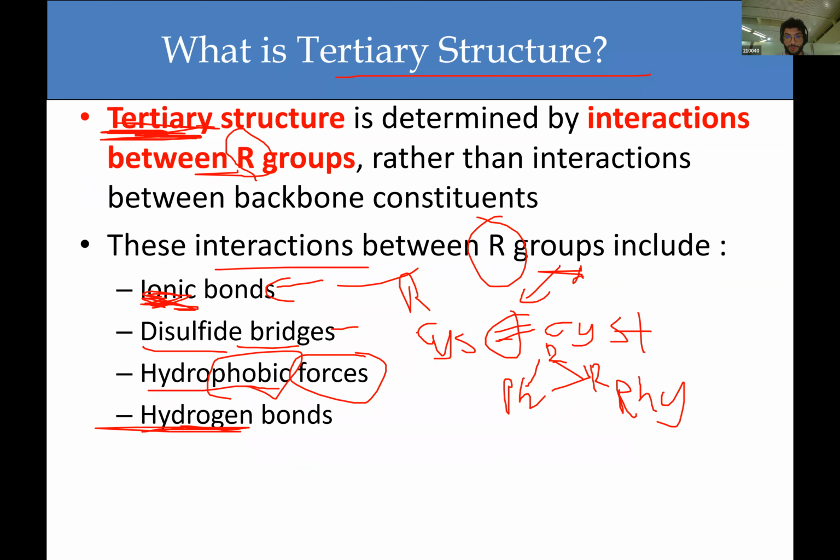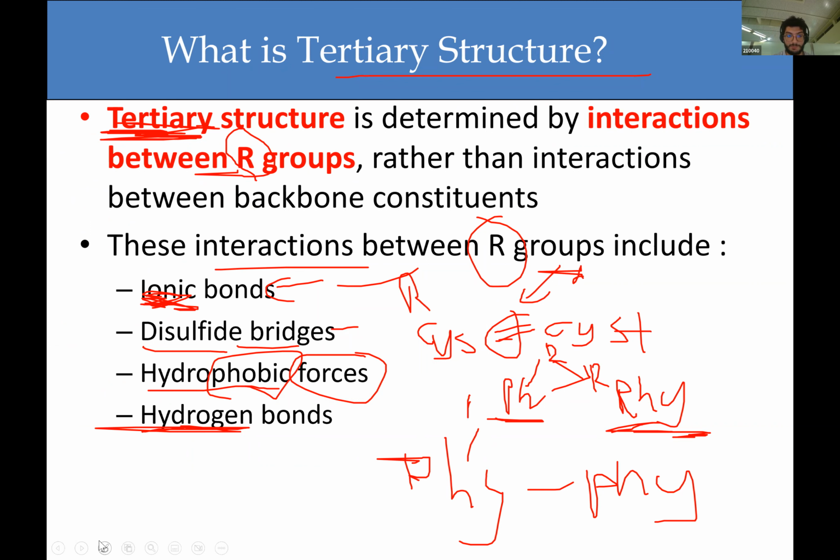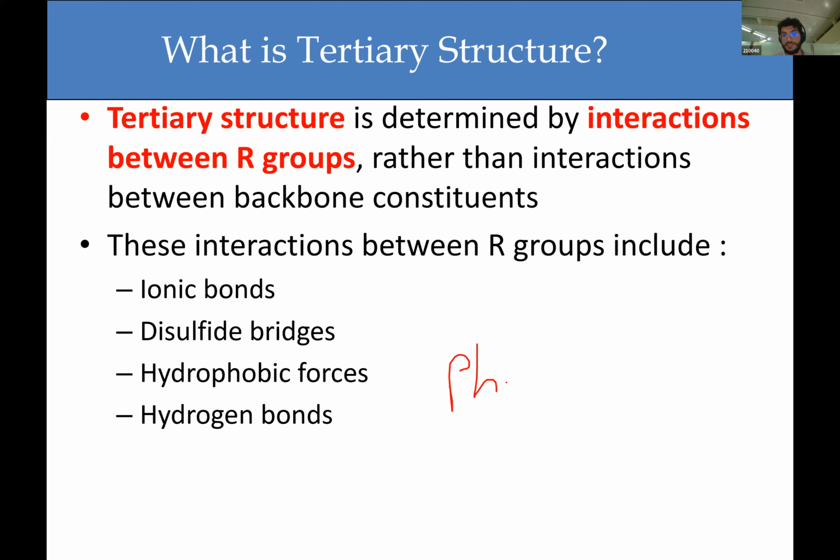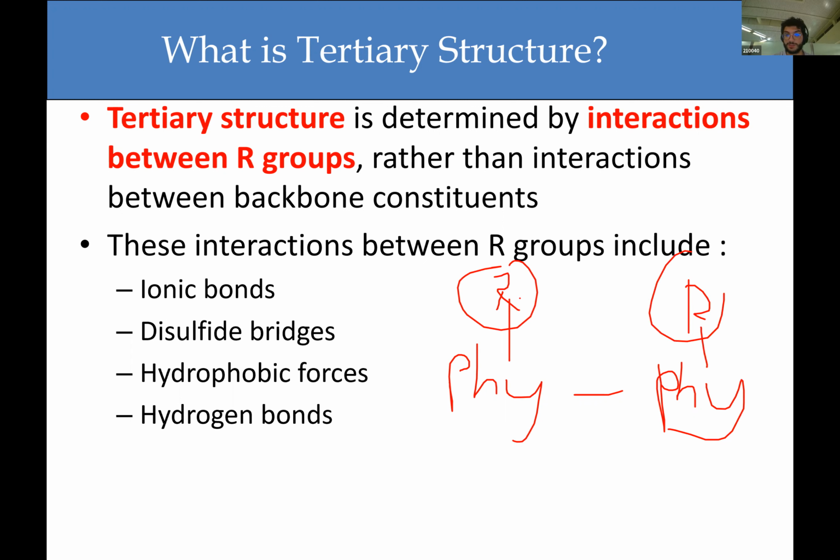For example, say we have 2 different amino acids that have hydrophobic side chains, like 2 phenylalanines. Phenylalanine, another phenylalanine right here. There's a side chain group, an R group, and an R group, and they're both hydrophobic. Hydrophobic molecules tend to love each other because they're scared of water. They don't like to be in water, so they clump together, and that's why they interact with each other. Is that clear? Should I move on?